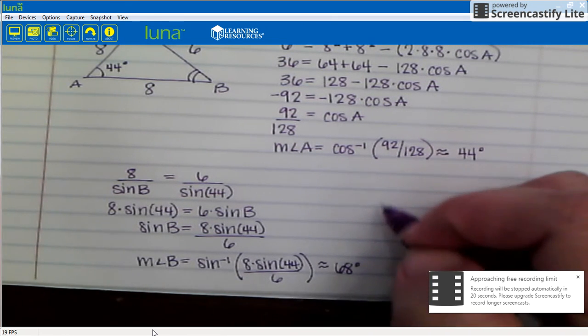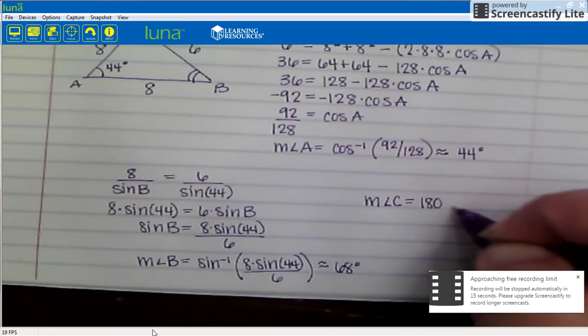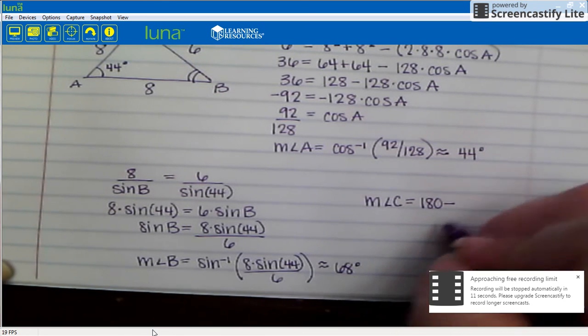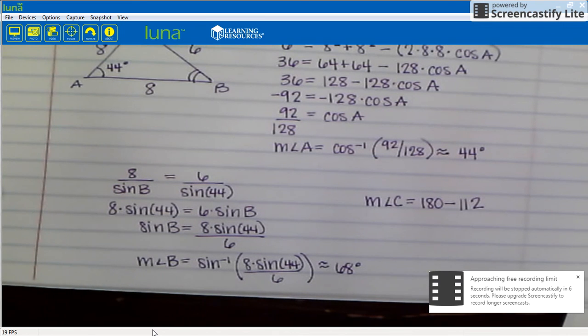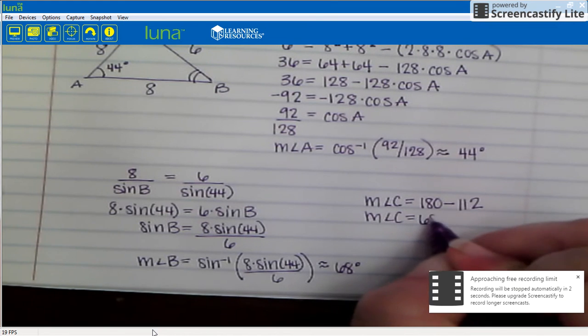And then to solve for angle C, the measure of angle C is going to be 180 minus 44 plus 68, which is going to give me 112. And so the measure of angle C is 68 degrees.